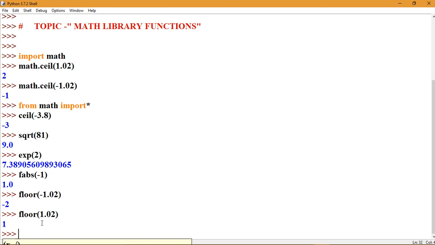Okay. Next function is the log function. So I need to pass the value of a number along with the base.